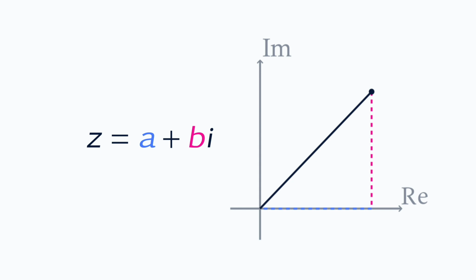You may again notice that z and its components form a right triangle, with legs of length a and b and a hypotenuse r. This hypotenuse is the norm of z. The vector also forms an angle, theta, with the positive real axis. This angle is the argument of z.